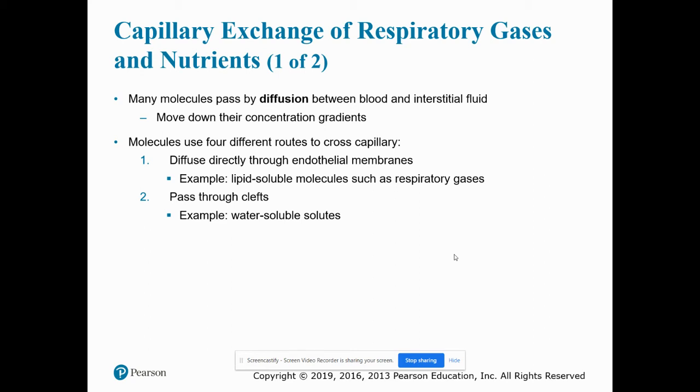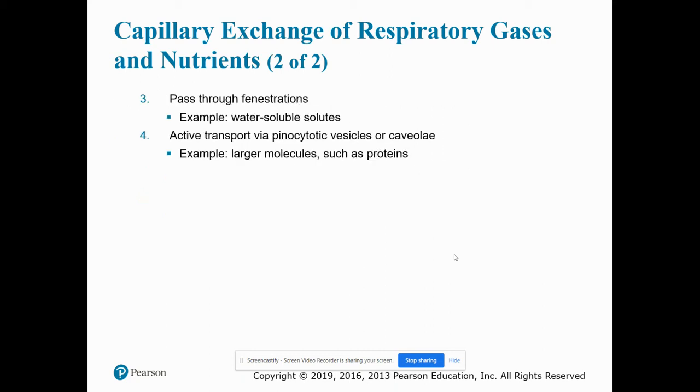They can pass through the clefts. This would be like water-soluble solutes. They can pass through fenestrations, also water-soluble solutes, and then active transport through pinocytotic vessels or caveoli. And this would be larger molecules such as proteins.